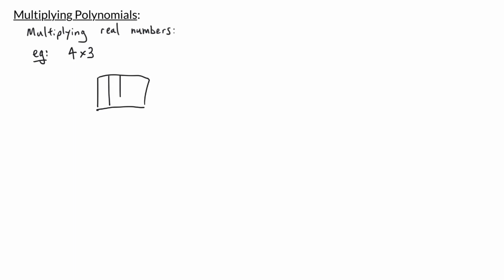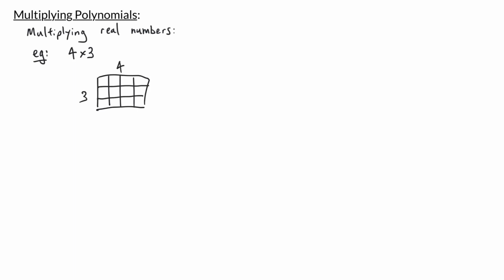In this video, we're going to learn how to multiply polynomials. Now, in arithmetic, when we want to multiply two real numbers, one thing that we can do to visualize the multiplication is to draw a rectangle. For example, if I want to multiply the numbers 4 times 3, what I can do to visualize this product is draw a rectangle which has width 4 and length 3.